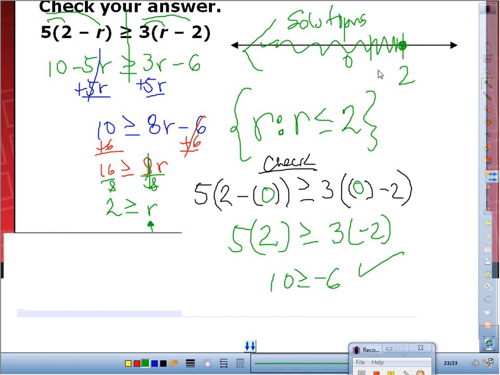These are our solutions. Remember at the beginning when we started, here's our dividing point. These are solutions. Therefore, there are no solutions over here. We got it? Okay.